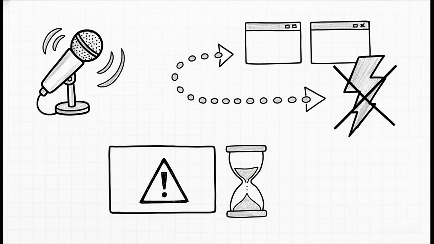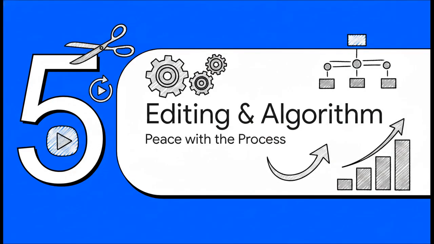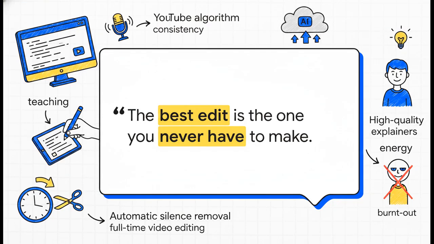mistake and the fix. Finally, Section 5, editing and the algorithm, making peace with the whole process. I am obsessed with the mindset in this quote. The best edit is the one you never have to make. By leaning on system-level tools for your live drawing, your zooms, and that automatic silence removal, you keep your energy exactly where it should be, on creating, coding, and teaching. You are trying to be an awesome educator, not an exhausted, burnt-out video editor.